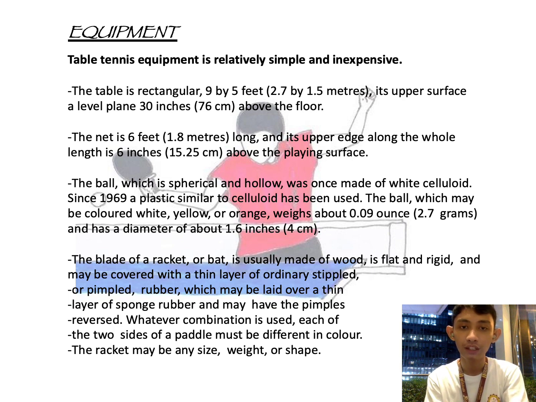The blade of a racket or bat is usually made of wood, is flat and rigid, and may be covered with a thin layer of ordinary stippled or pimpled rubber, which may be laid over a thin layer of sponge rubber and may have the pimples reversed. Whatever combination is used, each of the two sides of a paddle must be different in color. The racket may be any size, weight, or shape.